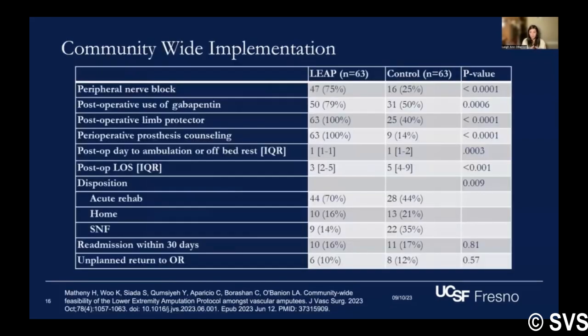And so once we went through that early pilot phase, we then were able to convince the hospital that we could now implement this as standard of care. And so we actually expanded it to all 3 hospitals in our system. And what you could see here is that when we had 63 patients who underwent the ERAS amputation pathway, you can see the difference in use of multimodal analgesia, use of a limb protector, counseling provided to the patients, and then they also got off bed rest sooner and had a shorter length of stay, and also they were more likely to go to acute rehab.